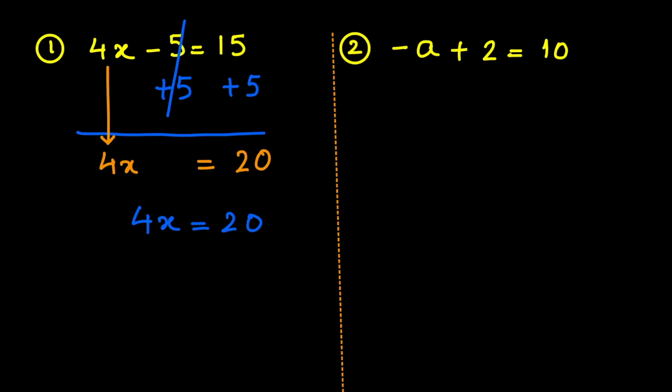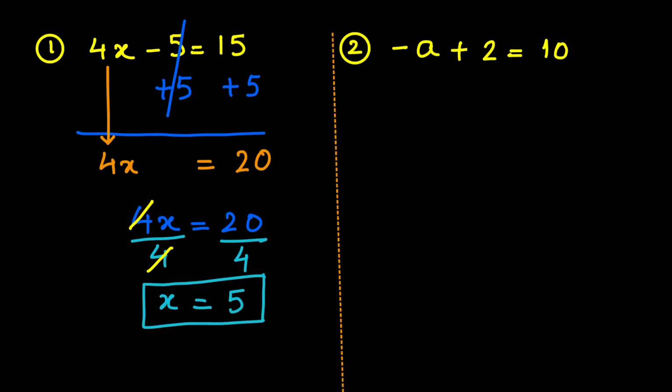Now the second step. To isolate the variable x, 4 is multiplied to it, so we divide both sides by 4. 4 and 4 cancel out. So x is equal to 20 divided by 4, which is 5. So x equals 5 is the answer.